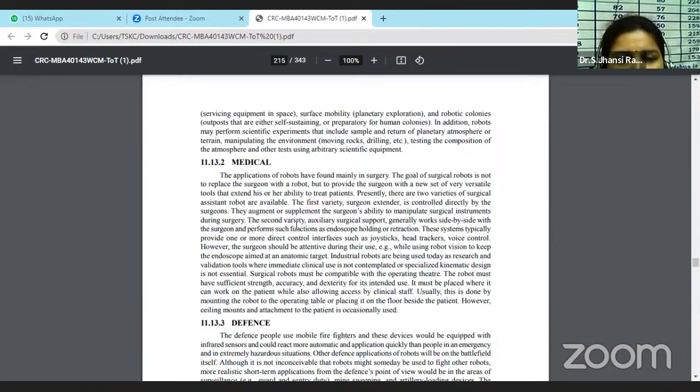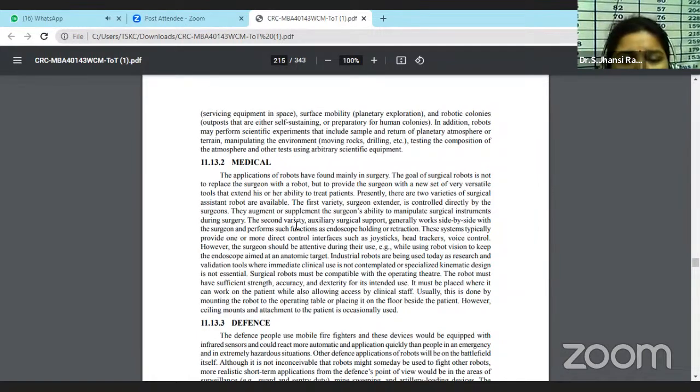And when we talk about the medical field, robots are also helping there, with joysticks, head trackers, voice control, and surgeons should always be attentive. Yes. So while using robot vision to detect, it will keep the endoscope aimed at an anatomic target. And you can see that even robots are helping in surgeries, with sufficient strength, accuracy, and dexterity for intended use.